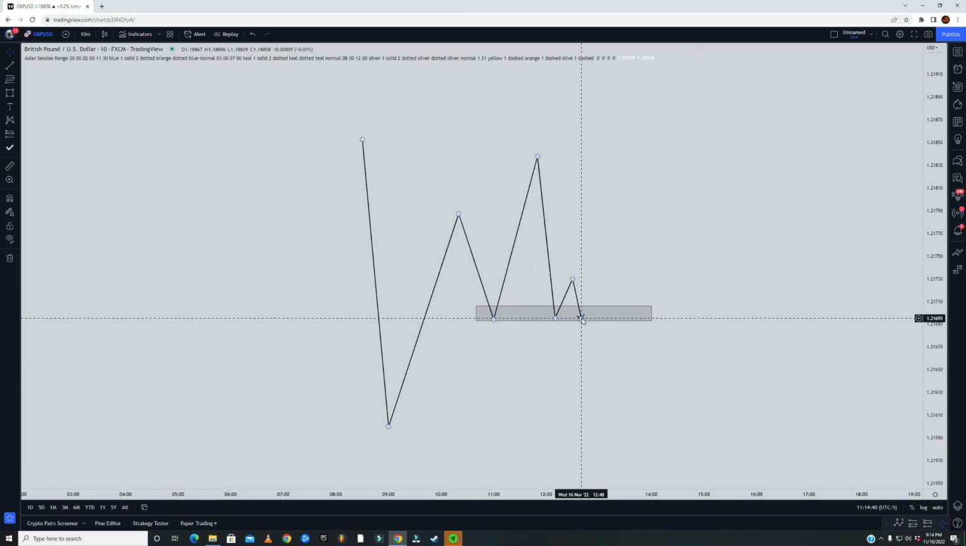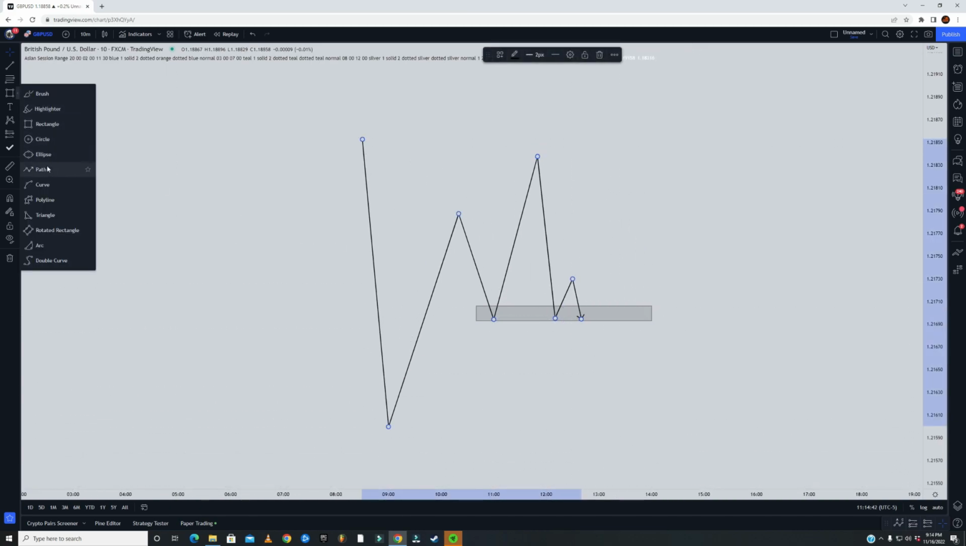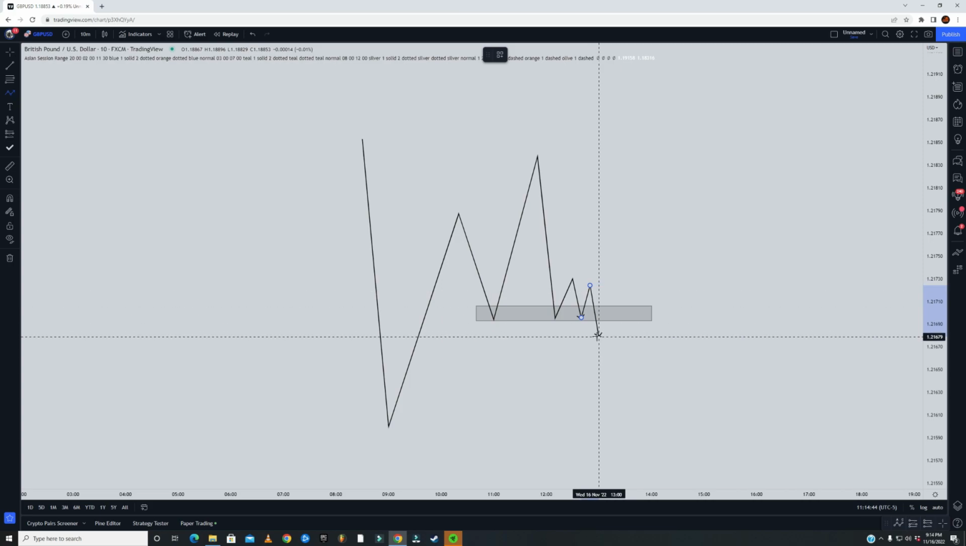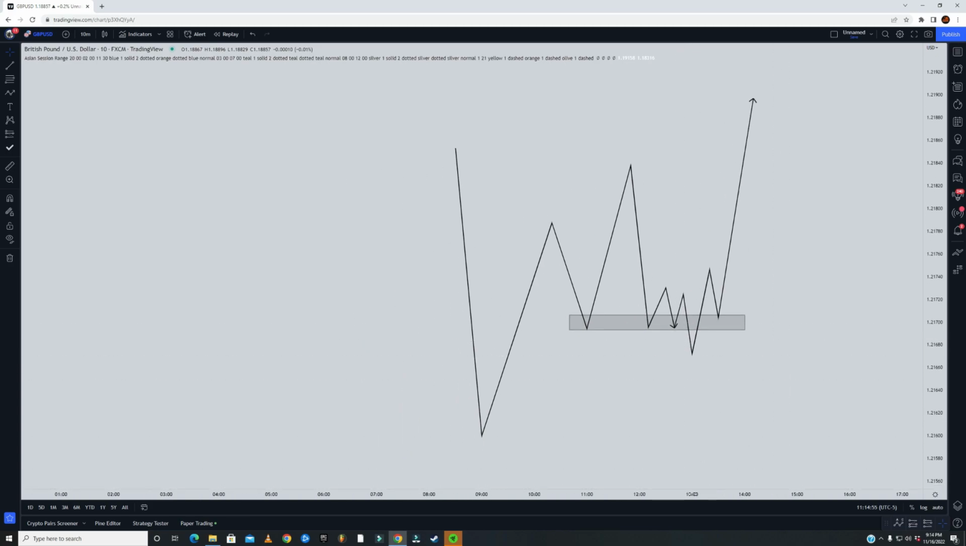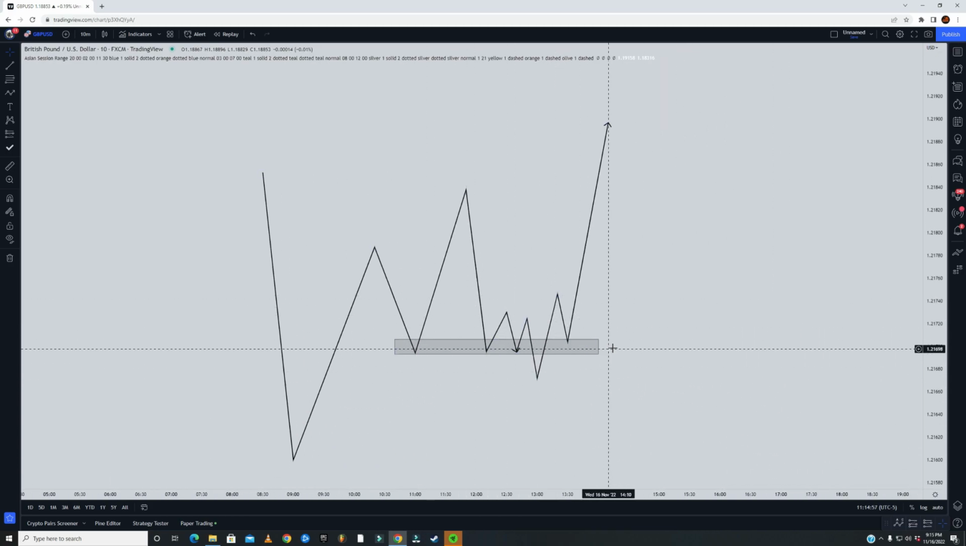Then you wait for price to simply fake out below this level. When it does, you wait for price to come back, and then you take your entry on the retest of this level that you have drawn, and then kaboom. It is a very simple strategy, guys. You just wait for the formation of a support or resistance level.